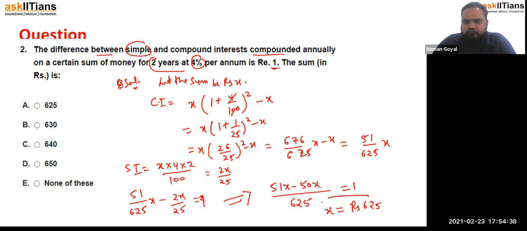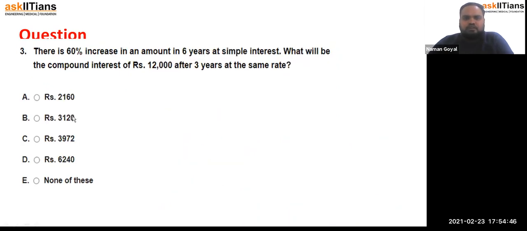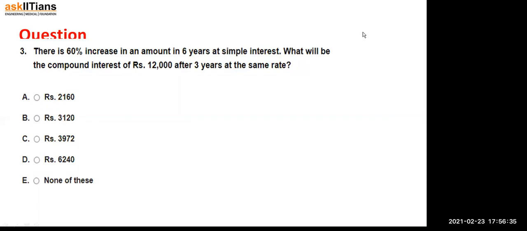So the answer for this particular question is what? 625. Option A is correct. Are you getting my point? So option A is correct. Okay. Now next question is what?